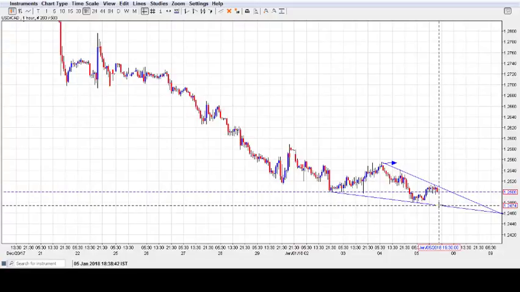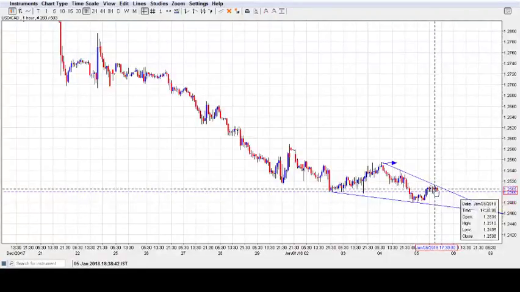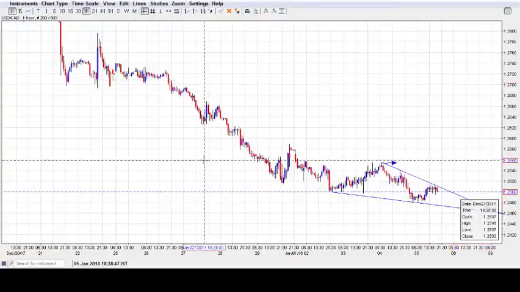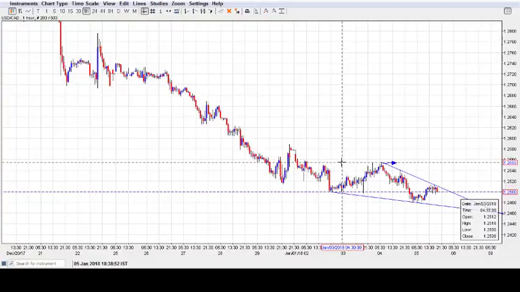Somewhere around the 24.75 mark, completing 5 down and then a rally. 25.50 needs to be broken in any case.